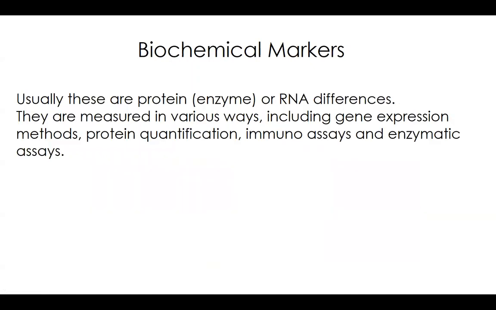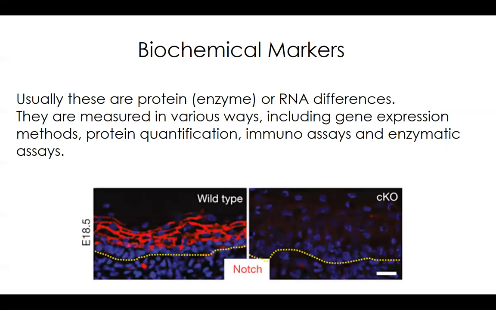Biochemical markers are kind of what you would think. So this could usually be a protein, like an enzyme, or an RNA difference. This can be measured in various ways depending on what it is you decide to look at. This could be differences in gene expression. Does one organism have higher gene expression than another? This could be using protein quantification, so you could look at the protein levels instead. This could be using immunoassays or enzymatic assays as well. So for example, you can see some Notch expression in wild type versus whatever kind of knockout this is.